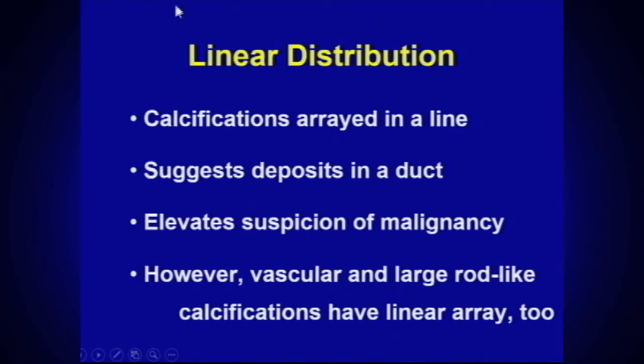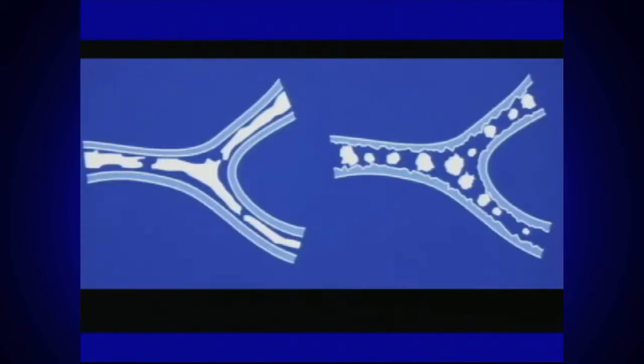Linear distribution is more suspicious and means that the calcs are arrayed in a line. It doesn't have to be a straight line, it can be a sinuous line. But this linear distribution elevates your suspicion for malignancy. But on the other hand, some benign calcifications can have linear distributions. For example, large rod-like calcifications, vascular calcifications, these can have a linear distribution. So distribution in itself is not 100% suspicious.